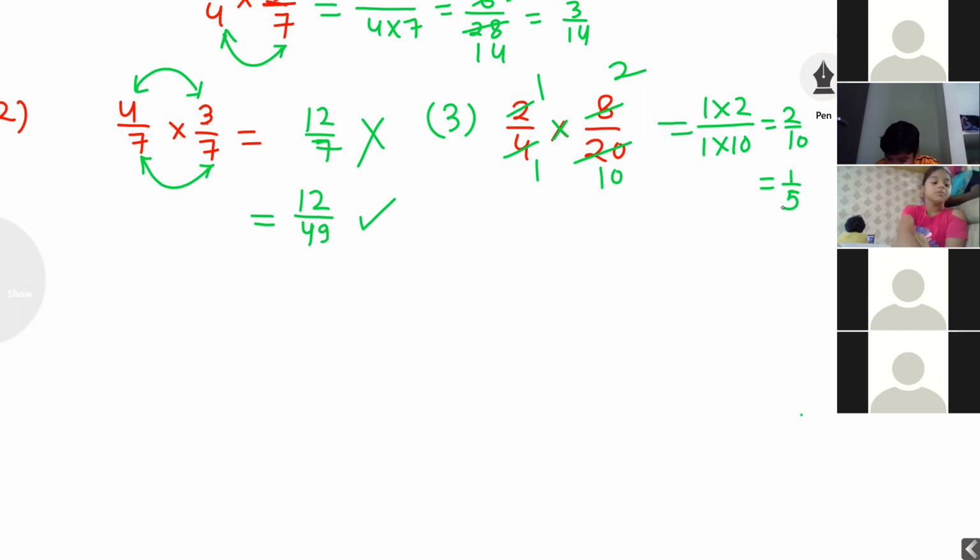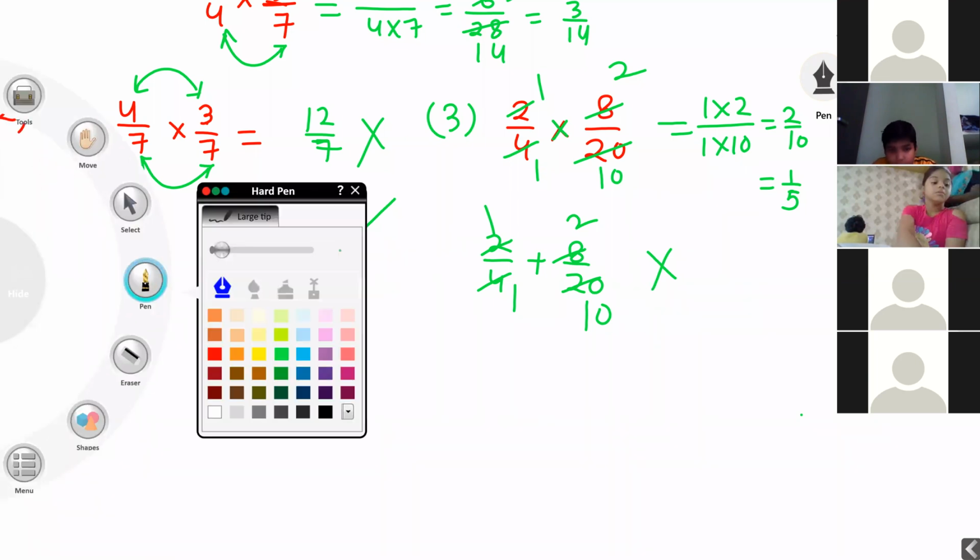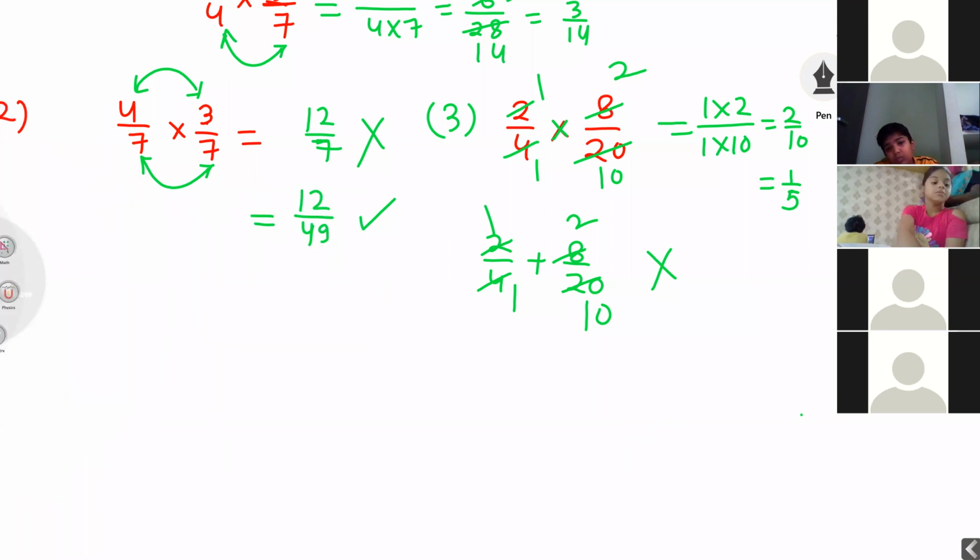But listen carefully here. If I write 2 by 4 plus 8 by 20, don't cancel like that: 4 ones are 4, 4 twos are 8, 2 ones are 2, 2 tens are 20. This is a wrong procedure. The previous symbol was multiplication, but here the symbol is plus. In the case of multiplication only, I can cancel numerator and denominator. In the case of addition and subtraction, we can't cancel numerator and denominator. This is the wrong procedure.